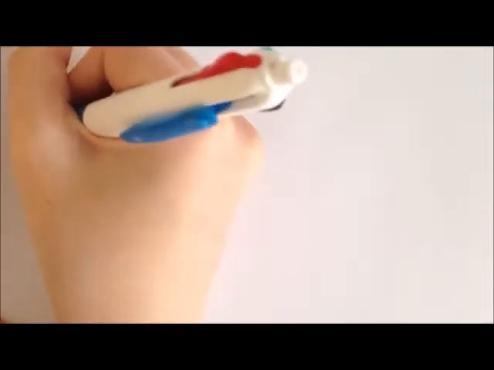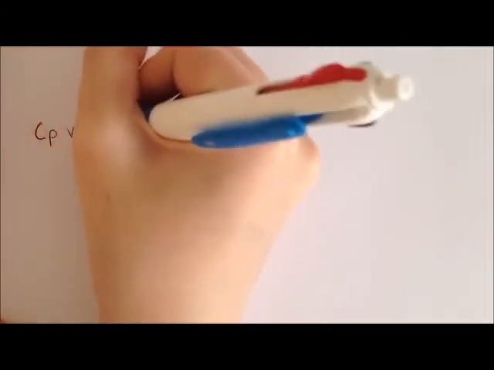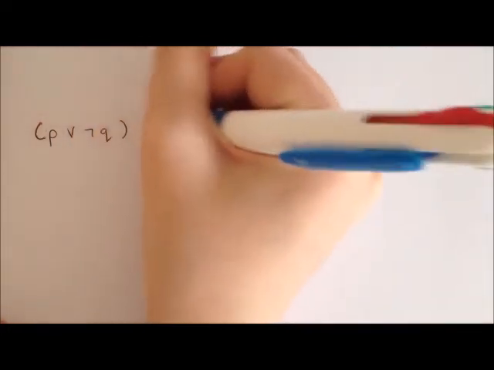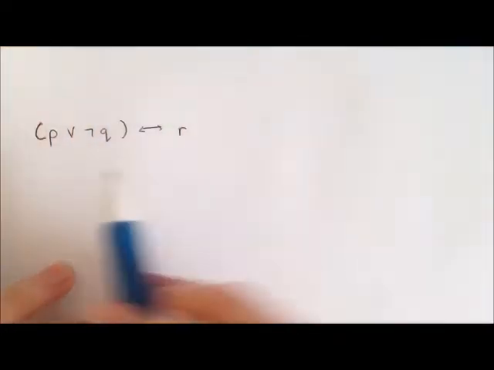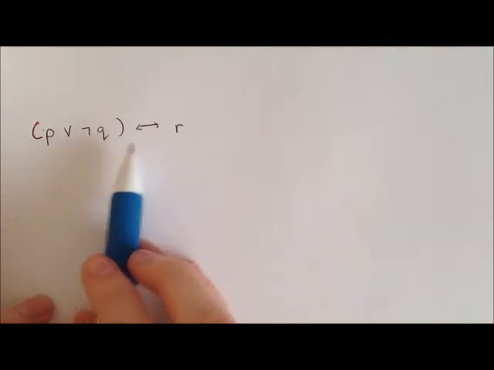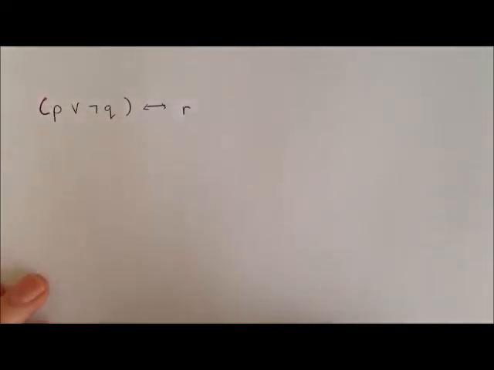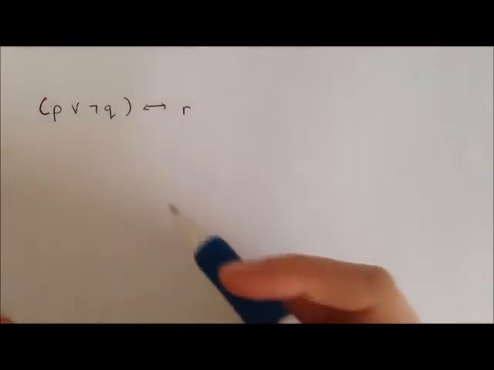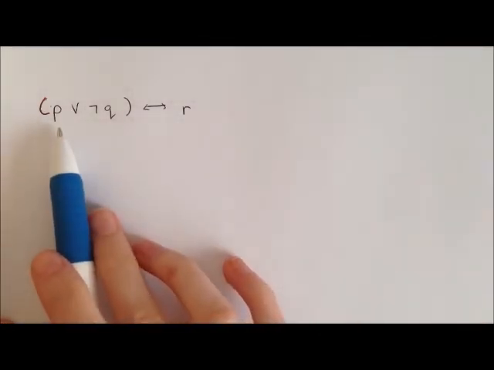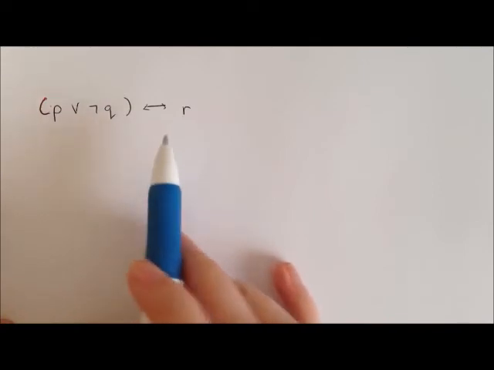Now we'll head on to another example. I'll just copy it down here. P or not Q, if and only if R. So again, we copy down our columns, but this time it's a little bit different in that we've got three different letters, P, Q, and R.